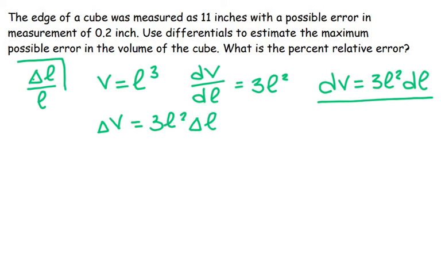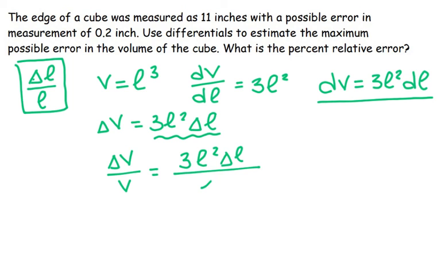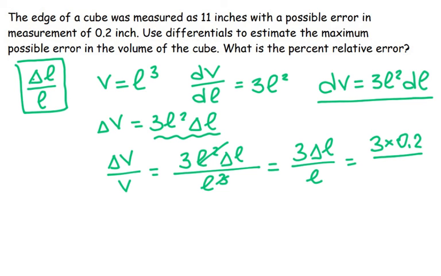Now, if I want to calculate the relative error for the volume, I would have delta V over V. So for the delta V, I have to plug in the numbers. For my delta V, I have 3 times L squared delta L divided by L cubed for the volume. I can cancel L squared from the numerator and denominator, and I'll have 3 delta L divided by L, which gives me 3 times 0.2 divided by 11.